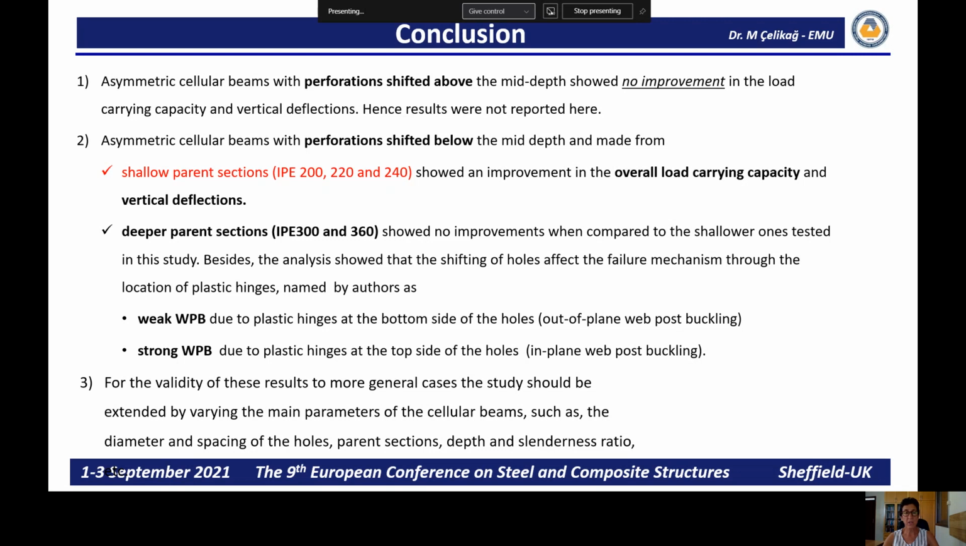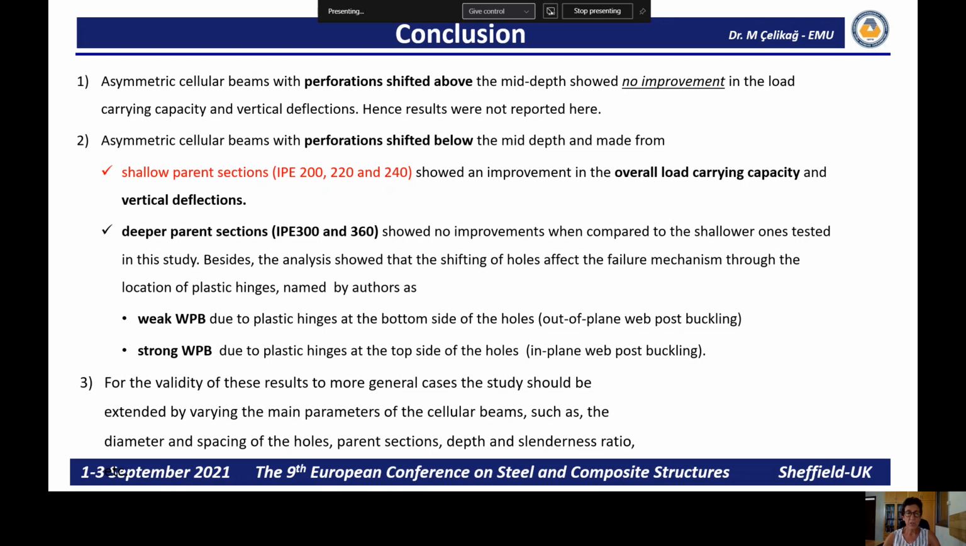Besides, the analysis showed that the shifting of holes affect the failure mechanism through the location of plastic hinges, named by authors as weak web post buckling, where the plastic hinges are at the bottom side of the holes, and this is out-of-plane web post buckling, and a strong web post buckling due to plastic hinges at the top side of the holes, which is in the case of in-plane web post buckling.